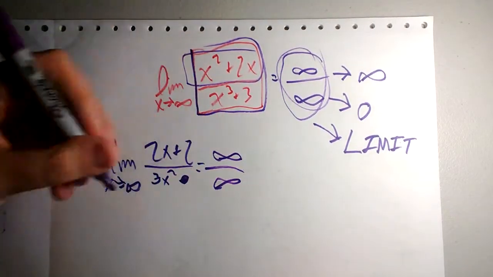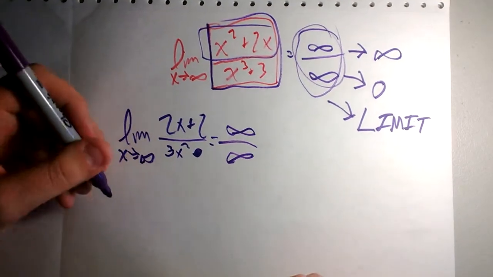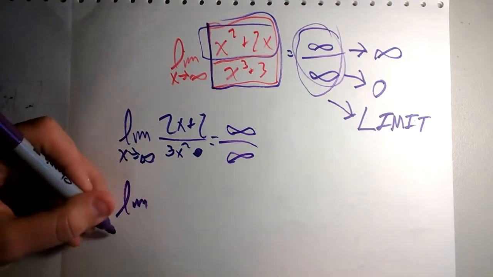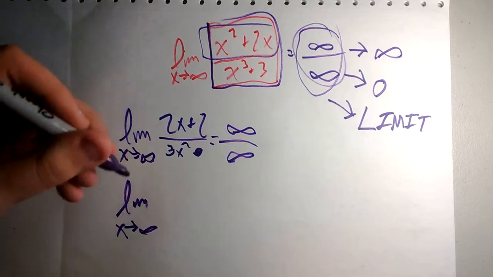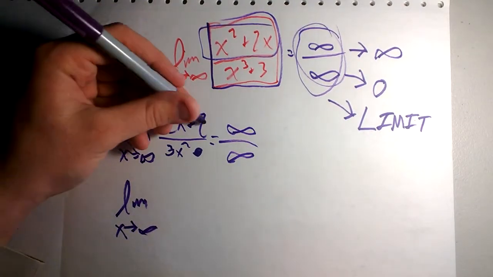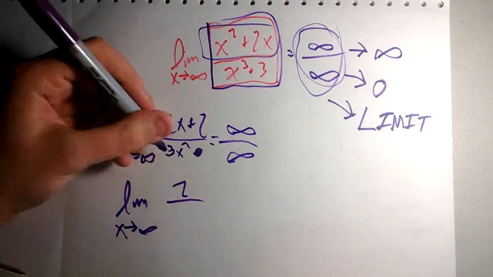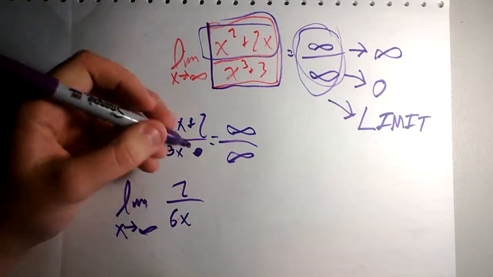So guess what? We can keep using L'Hopital's rule. It's really a repetitive thing with these kinds of problems. So what happens? Derivative of the top, that's 0, that's 2. Derivative of the bottom, that is 6x.